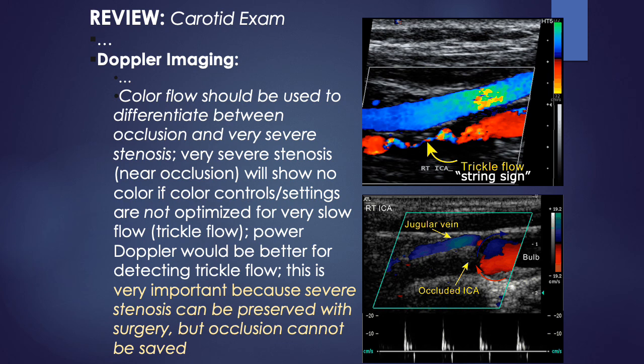So if you switch to color Doppler, you can see like a thread flow or trickle flow if you have near occlusion or very severe stenosis. You will still see some flow if you use color power Doppler.